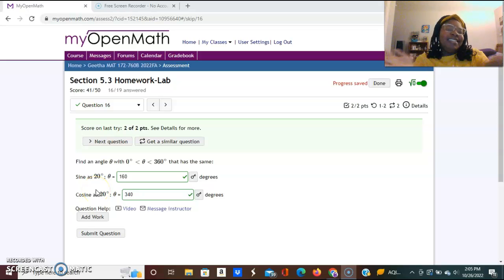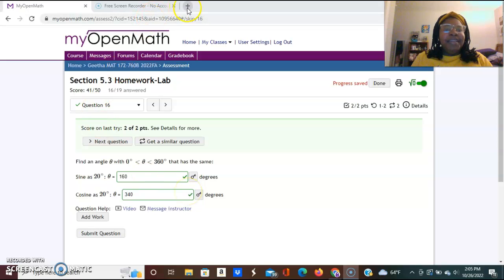So I'm going to teach you how to do these two math problems, because my open math video made it so much more complicated for absolutely no reason. So we're finding the sine of 20 degrees and the cosine of 20 degrees.